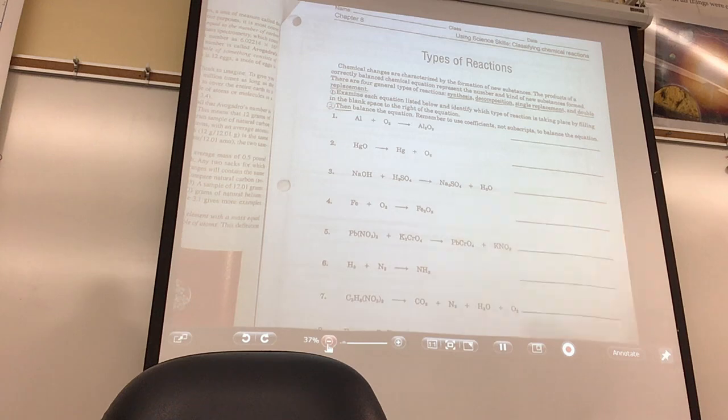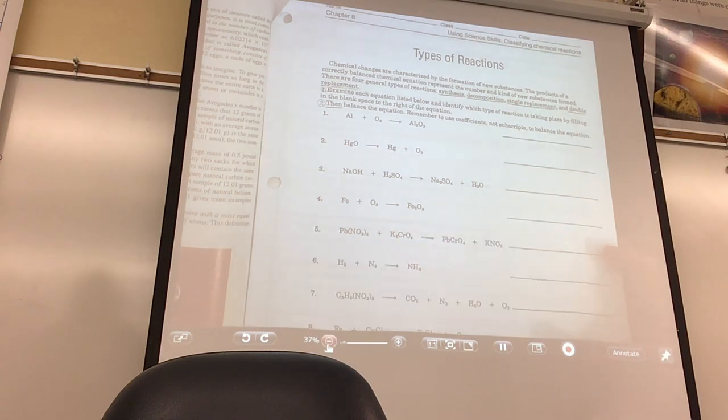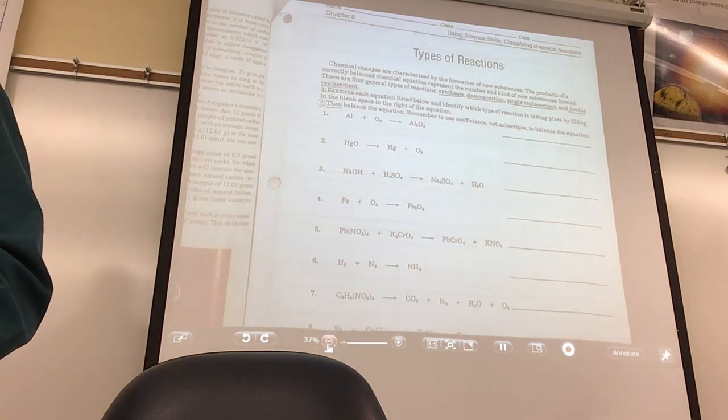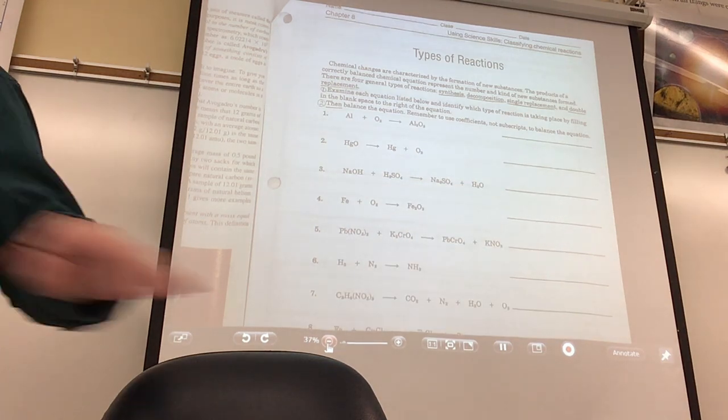Now you have to know how to classify and balance them. So I'm not going to spend a lot of time on this because it's really practice, but let's take a look at number one.